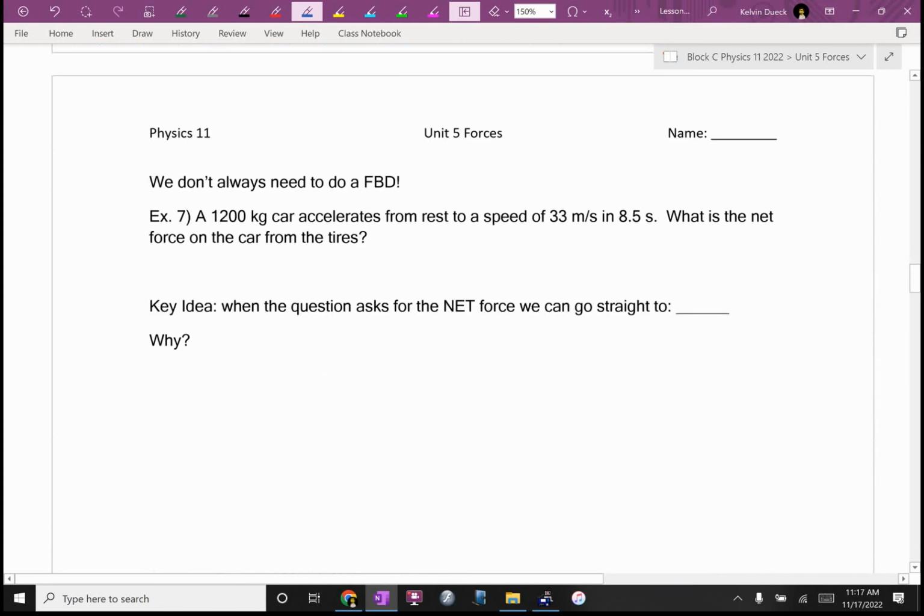Turn the page or next page over. We don't always need to do a free body diagram. Taya, what does FBD stand for? Okay. Taya, what's example 7 asking me to find? The net force. I'm not doing that to make fun of you. This is a trigger phrase. If you ever see the phrase net force, what I'm saying is I've done the free body diagram already. I've done all the numbers. You can go straight to F net equals what? ma. So I've taken care of everything for you.